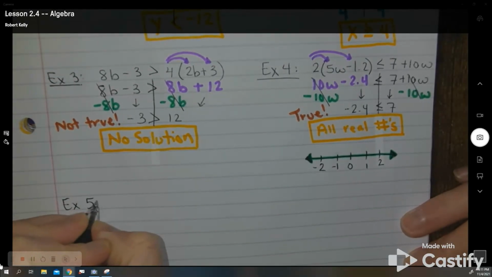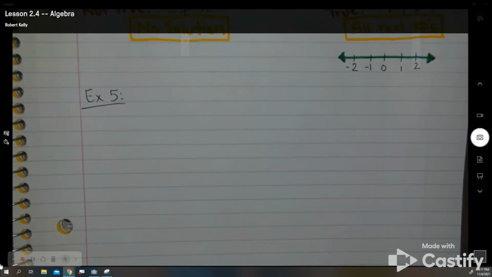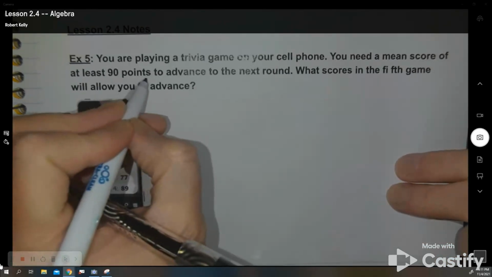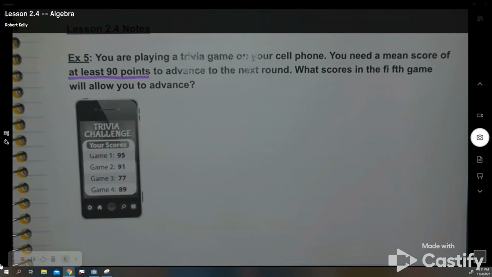And for example 5, you're playing a trivia game on your cell phone. You need a mean score of at least 90 points to advance to the next round. What scores in the 5th game will allow you to advance? So we want to move on in this trivia game. We know we have to have at least 90 points, which means 90 or more, to move on to the next round.